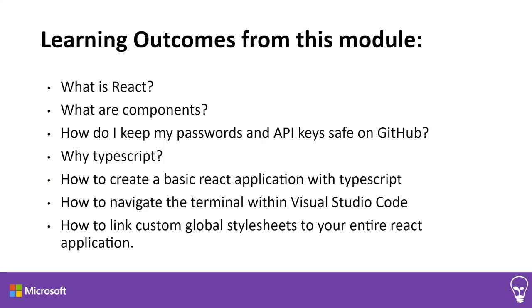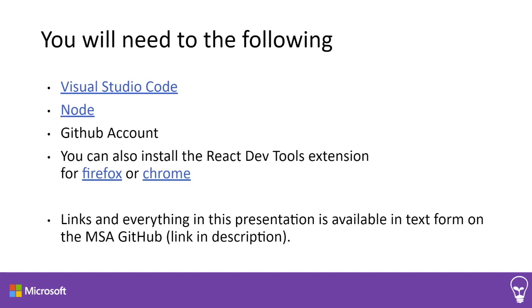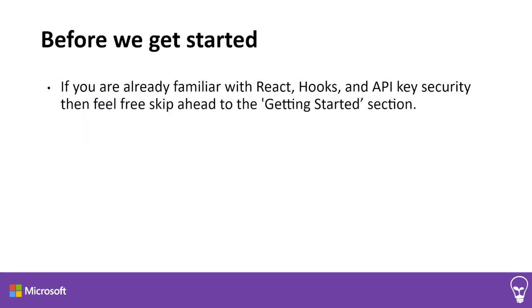Alright, hey guys, my name's Ryan, and today I'll be taking you through the learning outcomes for this module and then some of the beginners section for this. So to get started, you'll need a few of the following things. You're going to need VS Code installed, you're going to need Node.js installed, and you're also going to need a GitHub account. You can optionally install React DevTools extension, but that's more just for debugging, so you can probably get away without it if you don't want it.